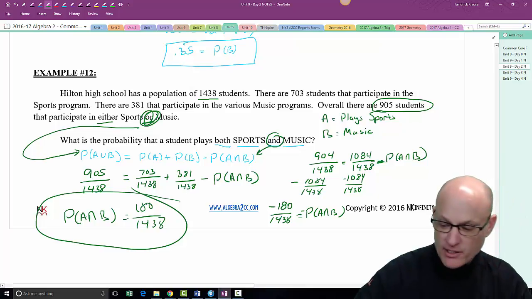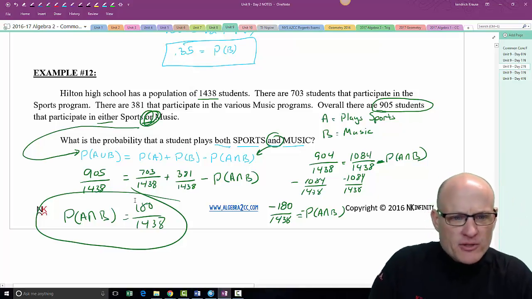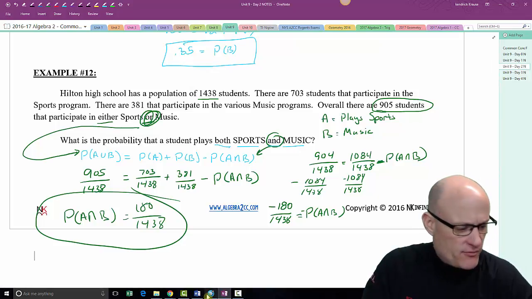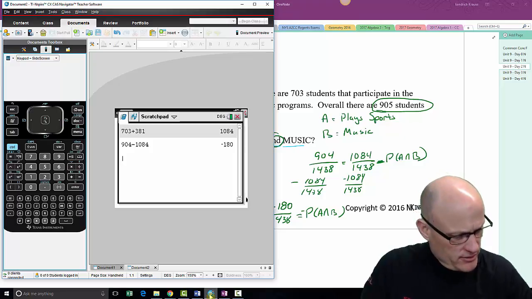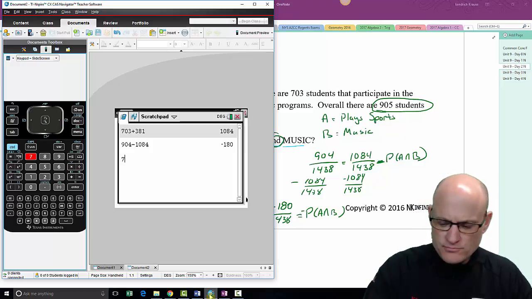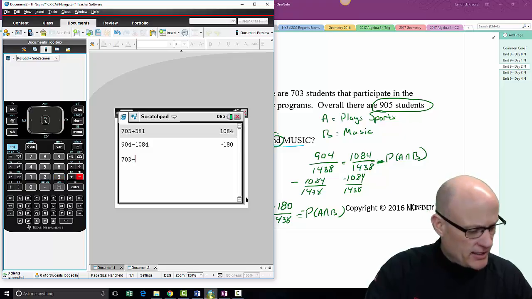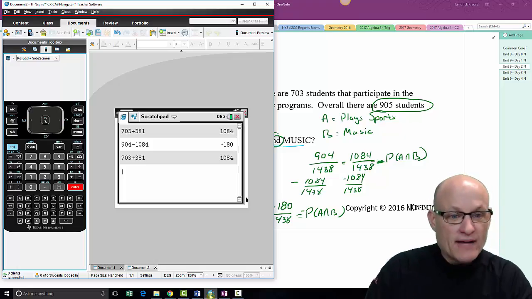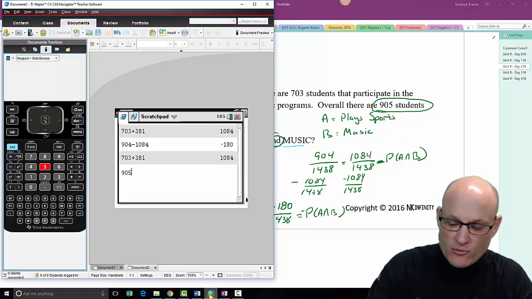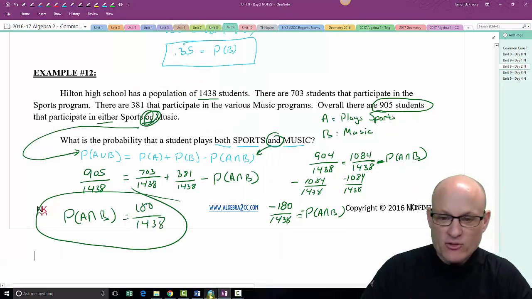Now, why did I get 179 on my notes here? Did I type in something wrong? Let me see if I typed something in wrong, because on my notes I have 179. So I should have 703 plus 381, which is 1084. And then on the other side, I have 905. Oh, there it is. See how I did 904? It's 905. See, it's 905. 905 minus 1084. So that should be 179. So 179 is, in fact, correct. I apologize.